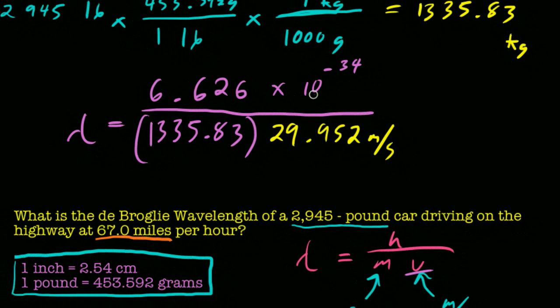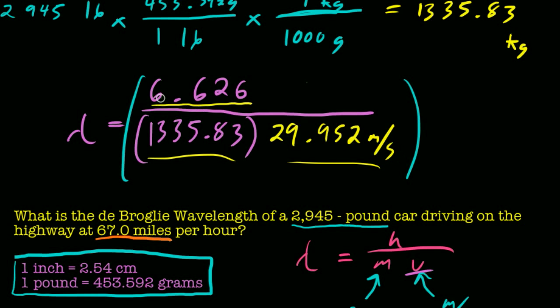And one thing that I'm going to do, just to make this a tad bit easier to calculate, because this is scientific notation, I can just put these three numbers into the calculator, and then I can worry about sticking on the scientific notation later, after I'm done. So we're going to take 6.626 divided by these two numbers, and then we're going to multiply it times 10 to the minus 34. And that's going to give us our final answer.